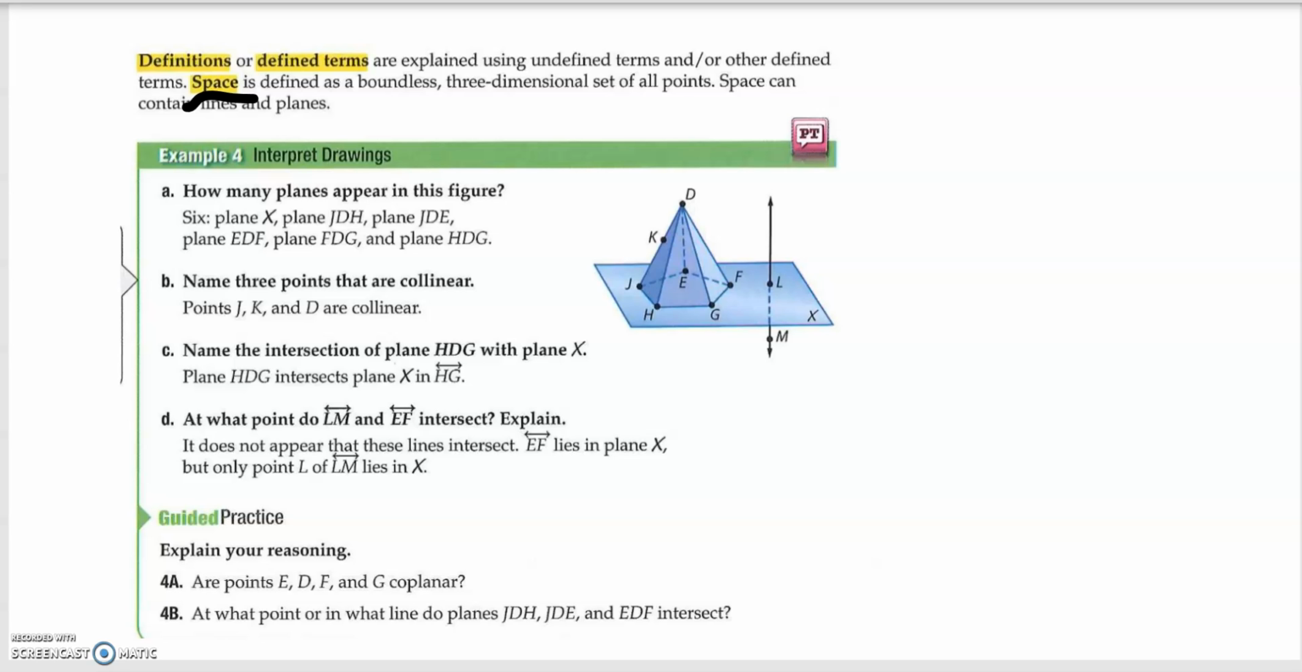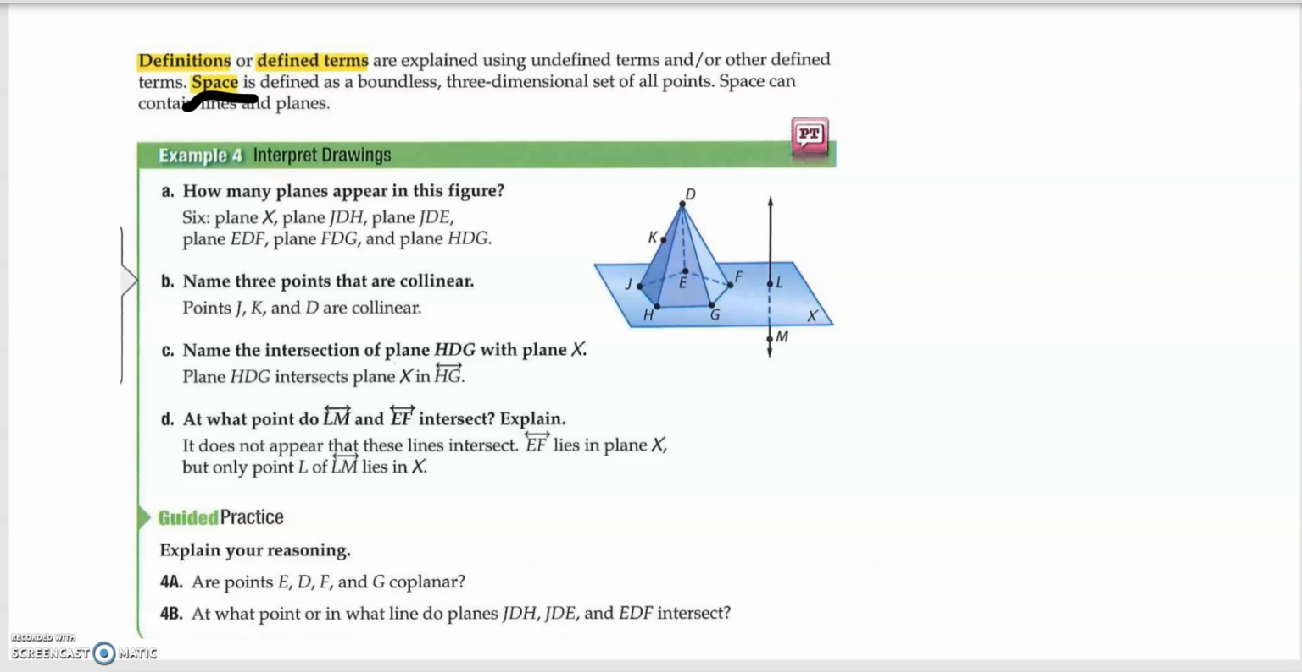Are points E, D, F, and G coplanar? E, D, F, and G. Are those coplanar? Are they all in the same flat surface? E, D, F, and G. Well, E, F, and G are all in the same flat surface. I don't know about point D. Point D is like at the top of that pyramid there, that pentagonal pyramid.